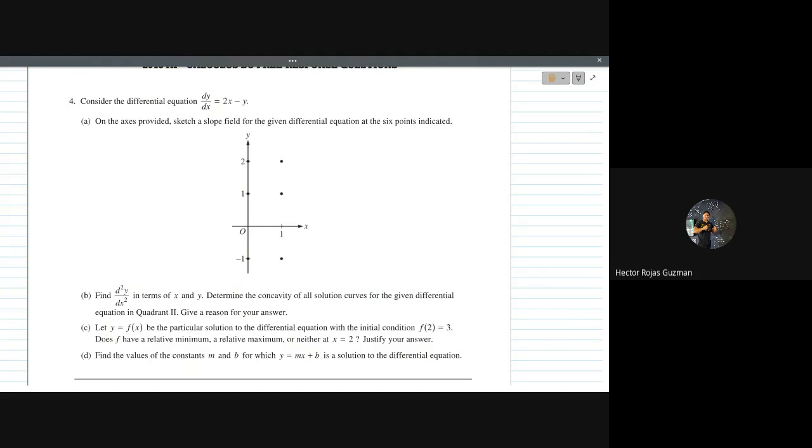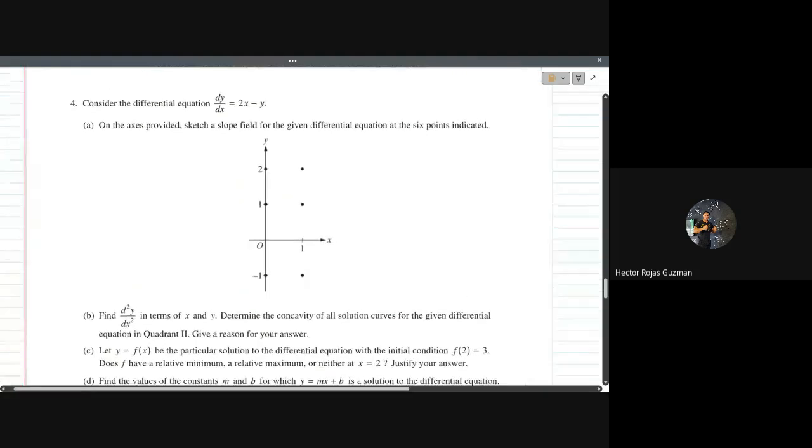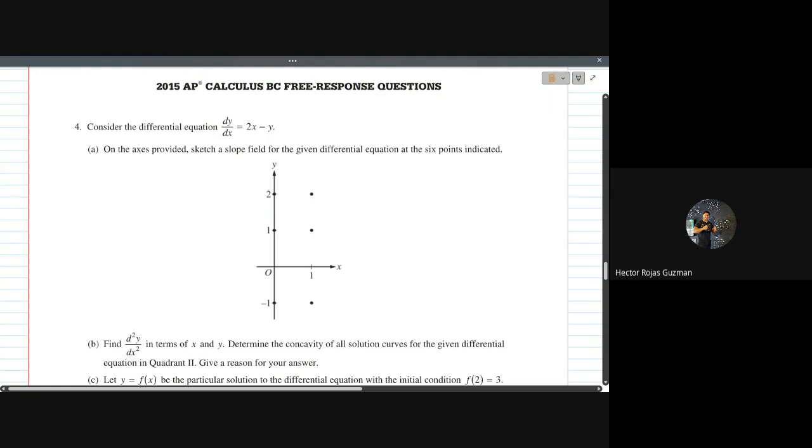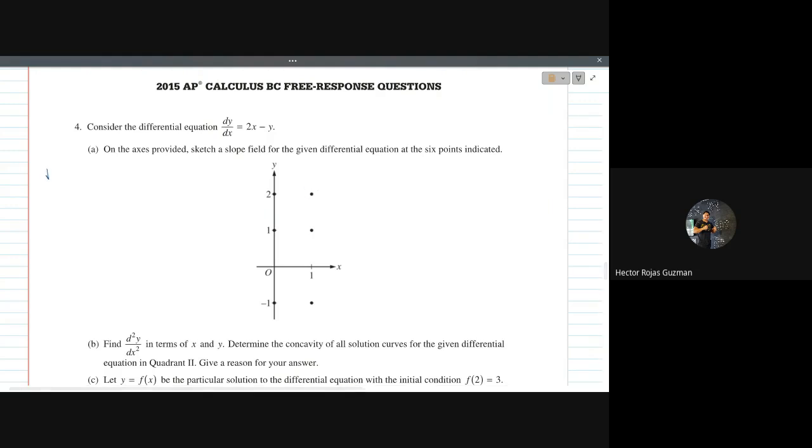Number 4. Okay, I have 7 minutes. I think I can do it. So first, make a slope field. That one, almost everybody got it right. Almost everybody got full credit. I'm just gonna do one of the little slope fields. For example, this point, 1,2. All you gotta do is plug in the point 1,2, which is 0, and you sketch the line, right?